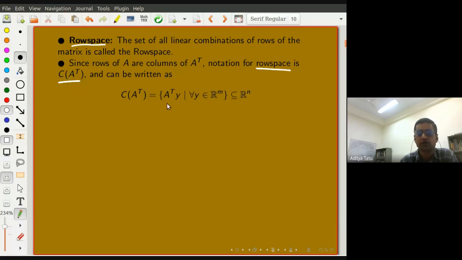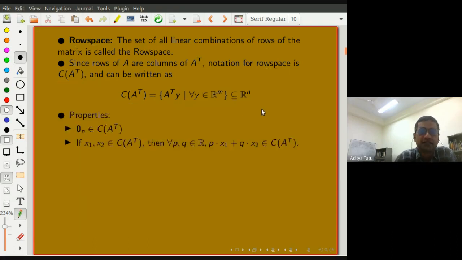And it can also be written as, remember, whenever you multiply a matrix by a vector to its right, we are basically taking a linear combination of its columns, which is why this notation. And the other thing is that row space is a subset of R^n. Okay, its properties.